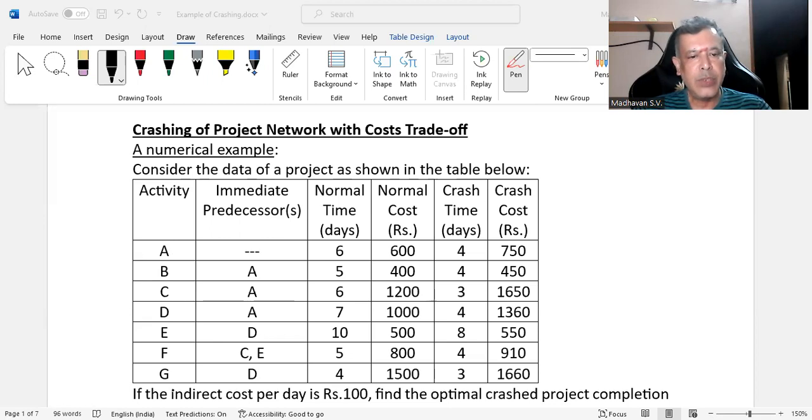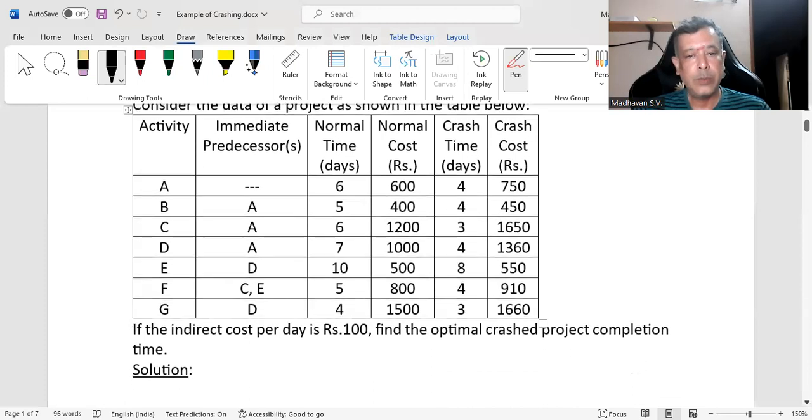Here we have activities A to G, and their immediate predecessors are given. Normal time in days is given, normal cost is given, crash time is given in days, and crash cost is also given in rupees. Further, the information says that if the indirect cost per day is rupees 100, find the optimal crashed project completion time. So that is what we need to do.